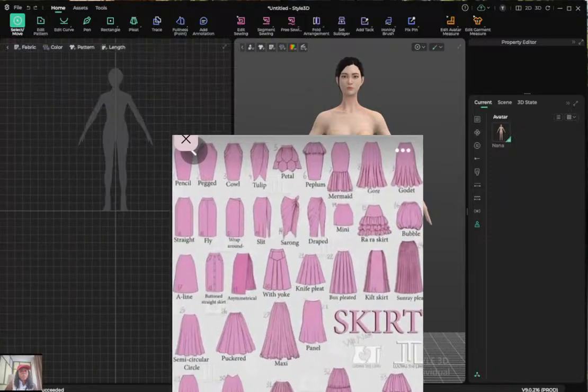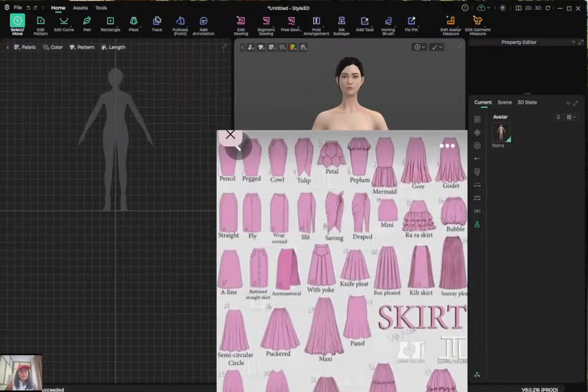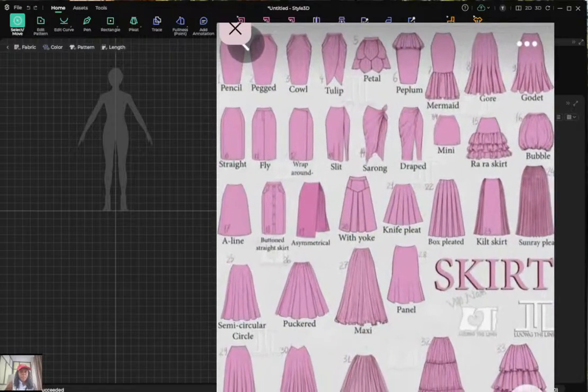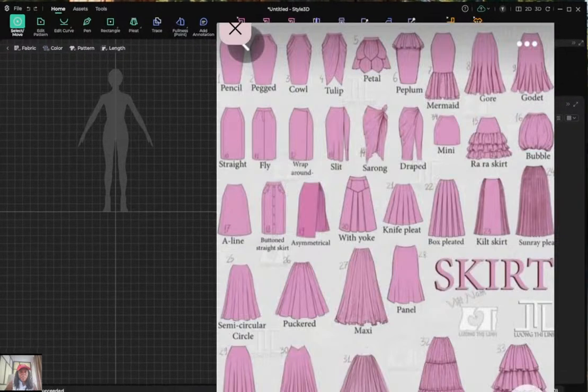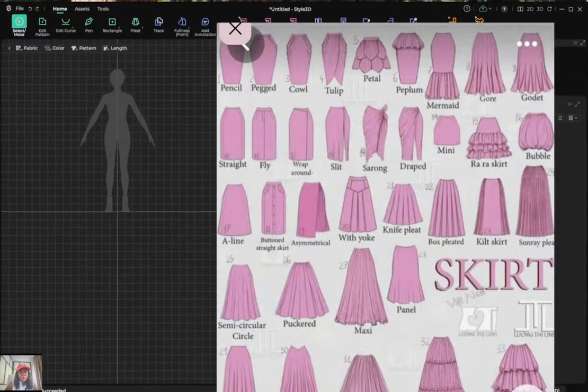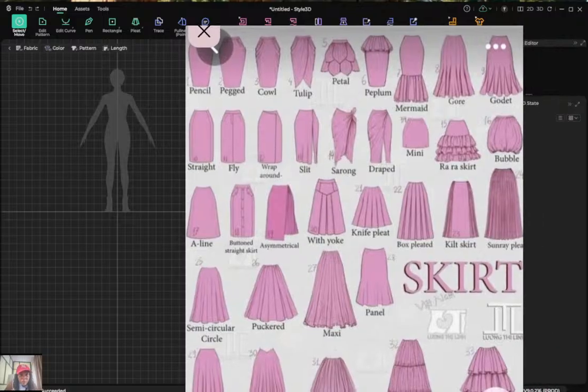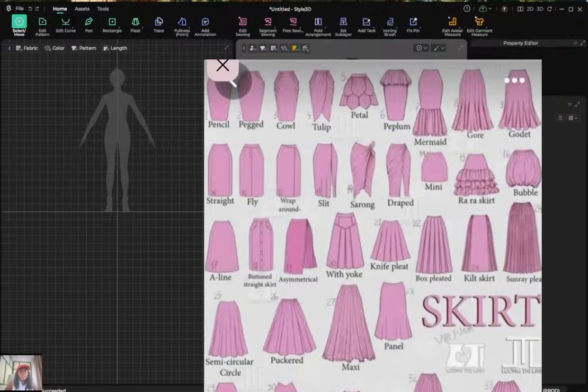We are going to start with the first skirt, which is the pencil skirt. The screenshot is here. You cannot see it, but it's a pencil skirt. So let's start with that. We have our avatar brought in.